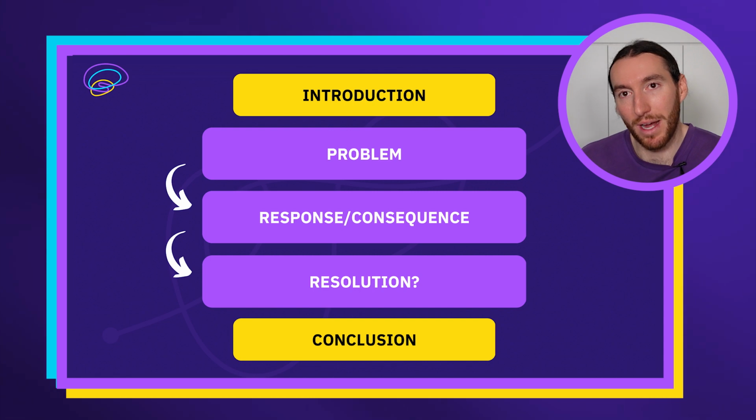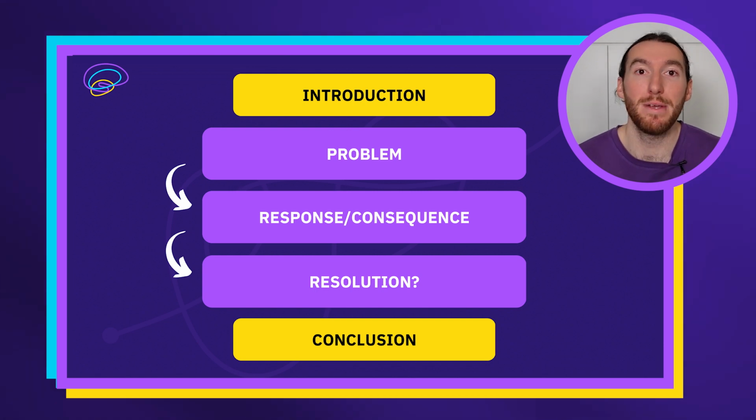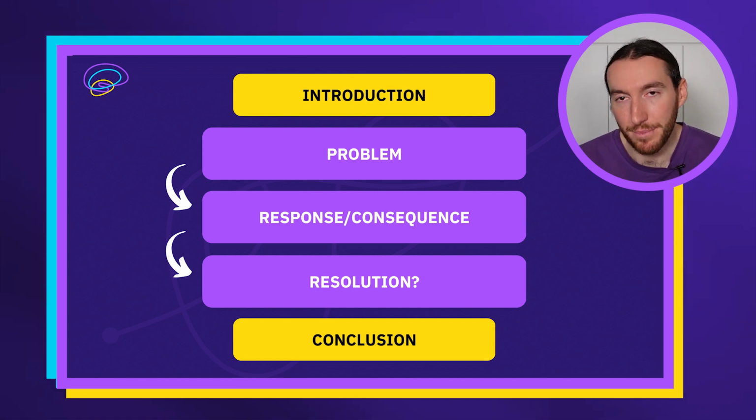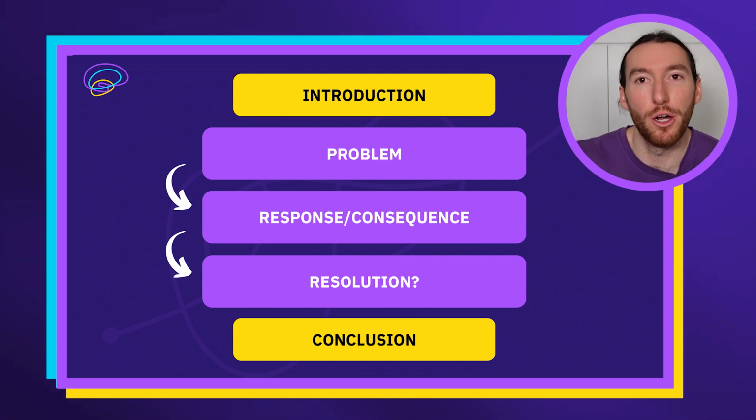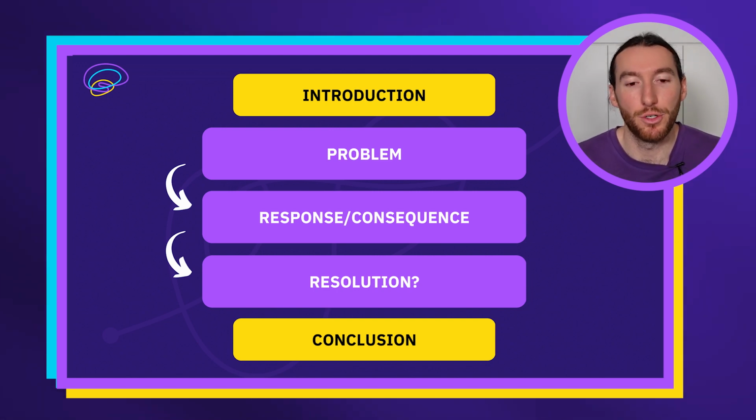And then the last one: is there a resolution? How is this problem resolved, if at all? Maybe the problem isn't resolved and you need to explain why. Again, that might be to create urgency. It might be to frighten the reader that there is no positive outcome unless you do something about it. 1984 comes to mind, and things like that. But often in a text, there is some kind of resolution.